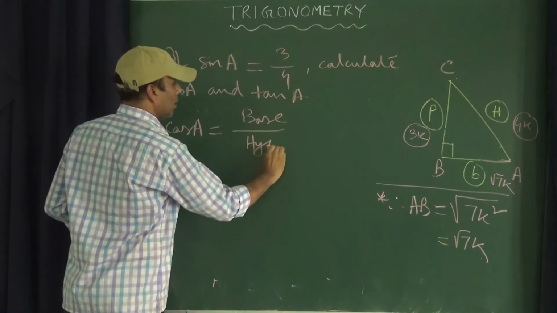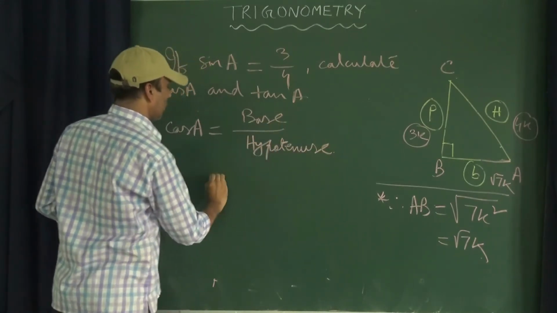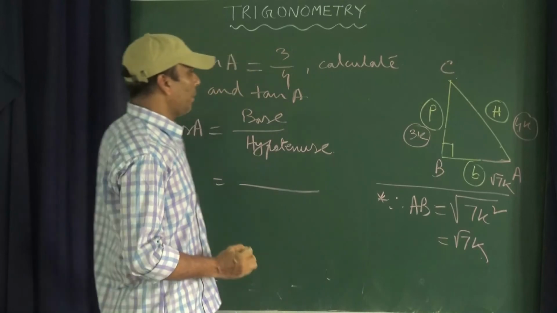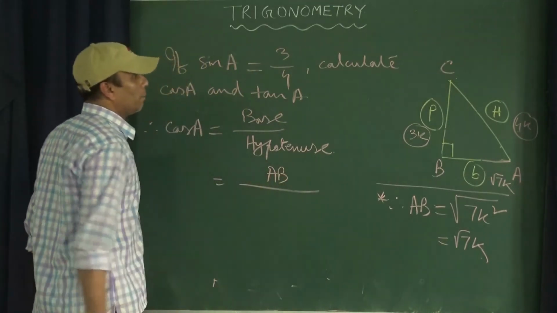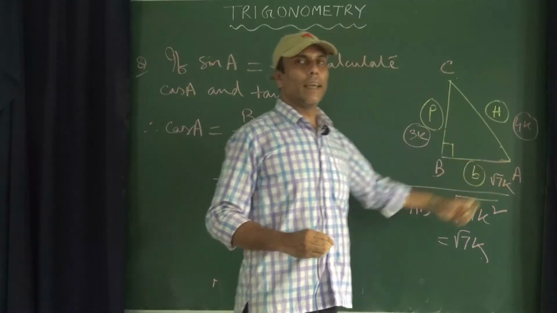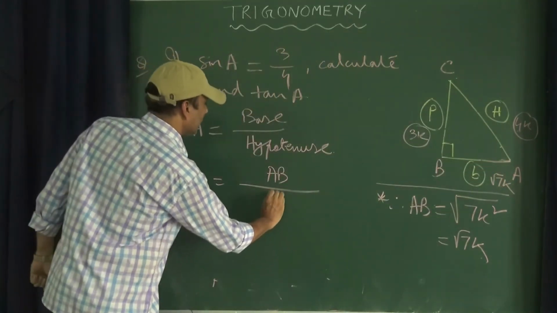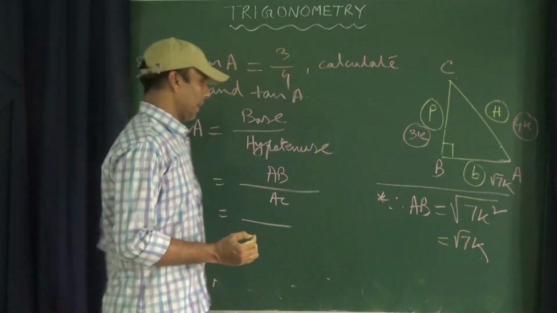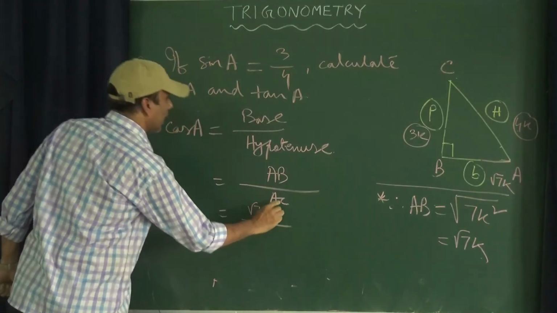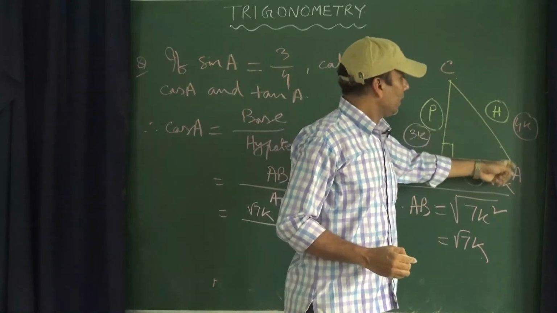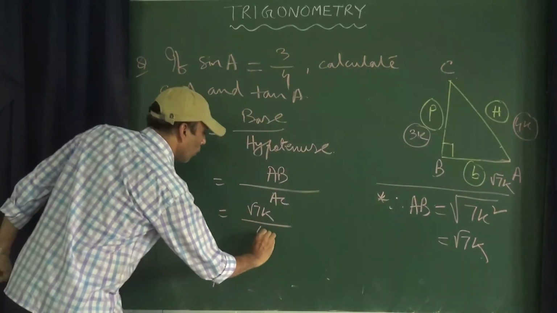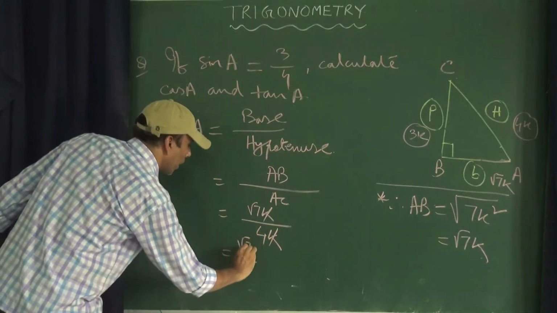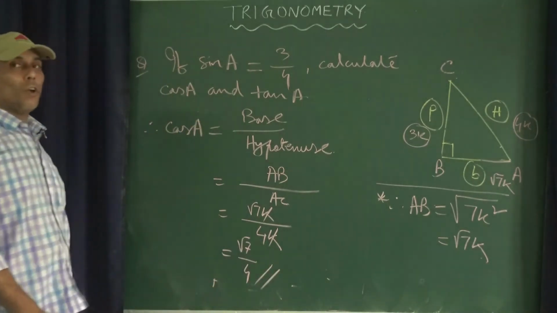Base by hypotenuse. Now in this diagram, what is the name of the base? Name of the base is AB. AB is the base, and hypotenuse name is AC. So AB by AC. Now just put the values. AB how much? It is root 7K. And AC how much? It is 4K. Now K will cancel from numerator and denominator, and we are left with root 7 by 4. So this is the value of cos A.